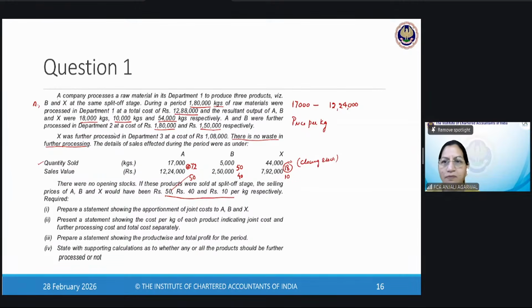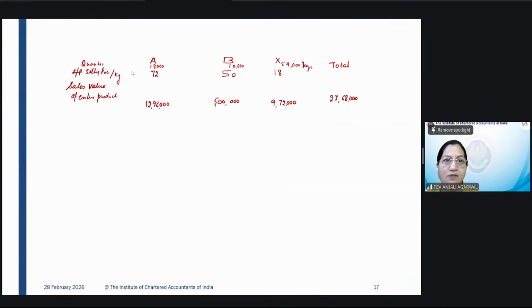All right. 17,000, 5,000, and 44, but production is 18, 10, and 54. So in order to allocate the joint cost, it is very important to allocate them between 18,000, 10,000, and 54,000 kgs, not between what is sold. So the first step is to find out the selling price per kg of each and then apply it to the units manufactured. So apply it to 18, 10, and 54, not to 17, 5, and 44. So this would have been the sales if everything would have been sold after further processing.